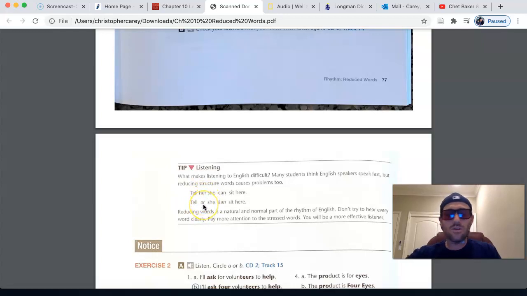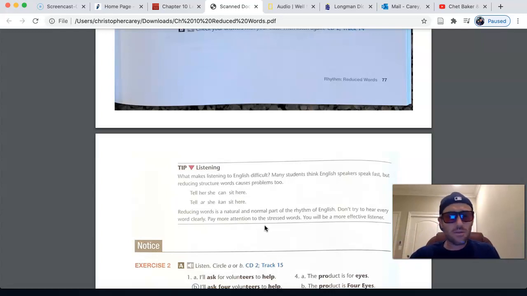Her is not a content word. And can, remember, is not a content word. So this is what we're going to look at in this chapter: reducing words is natural. It's a normal part of the rhythm in English. We do it in English to create the rhythm so that we can hear content words more clearly.